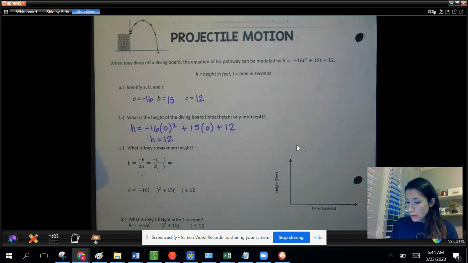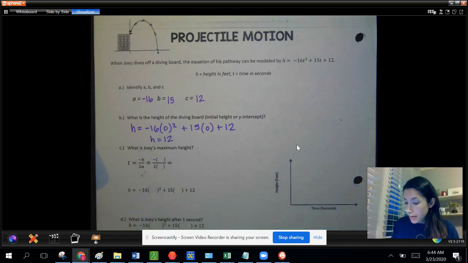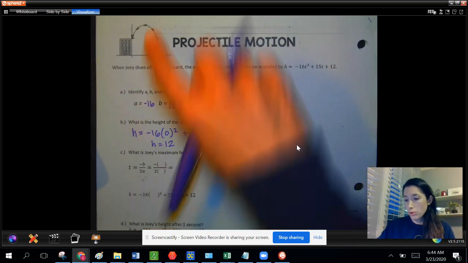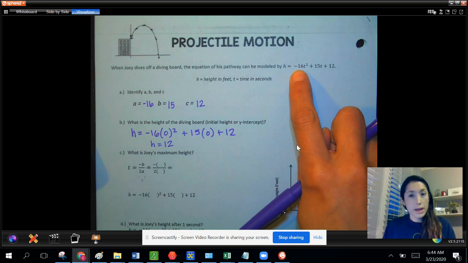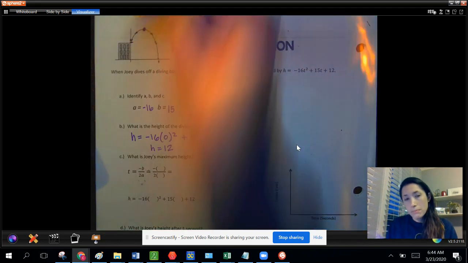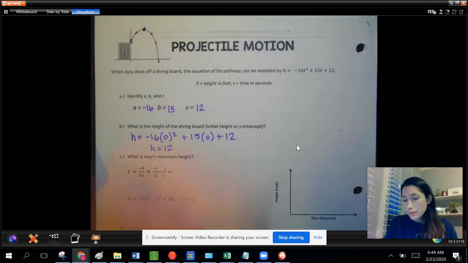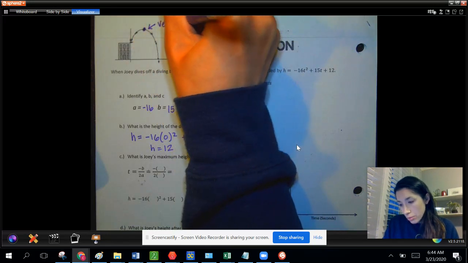All right. The next thing we're looking for is Joey's maximum height. We can think of this as a parabola that faces downward. We know it faces down because our a is negative 16. The maximum height would be the highest point of our parabola. Remember, another name for that is the vertex of the parabola.